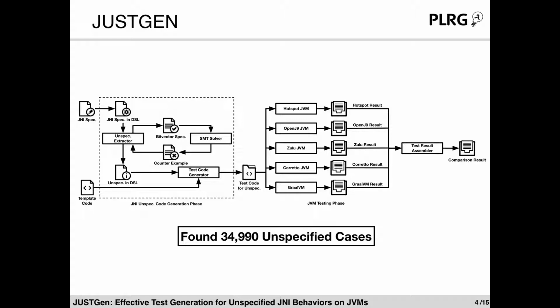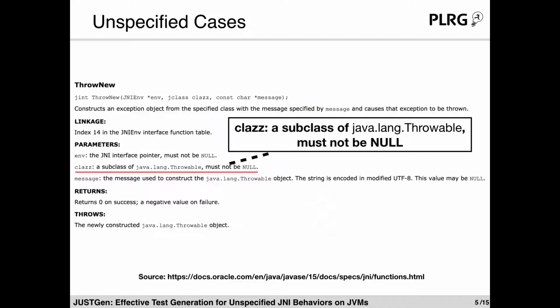JUSTGen then automatically creates test programs triggering the behaviors of the identified cases. By running the test programs, we evaluate the JVMs. In this research, we evaluate 5 different mainstream JVMs, including HotSpot from Oracle and OpenJ9 from IBM. The unspecified cases are cases of invalid usage of JNI functions, which we believe the JVM should validate. I will give an example of unspecified cases in the next slide, and please refer to our paper for more information on our tool and methodologies.